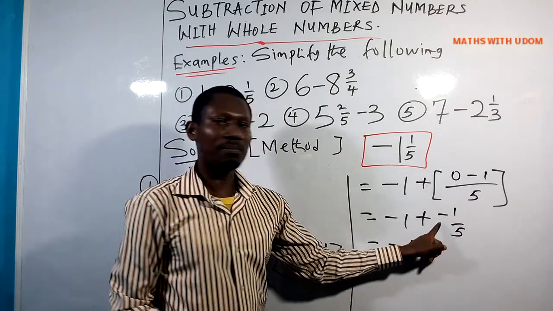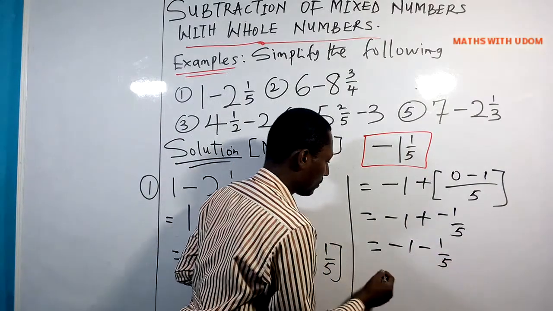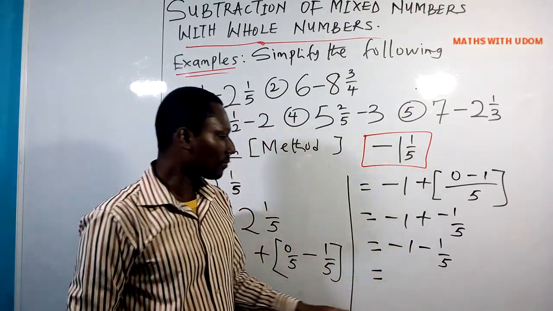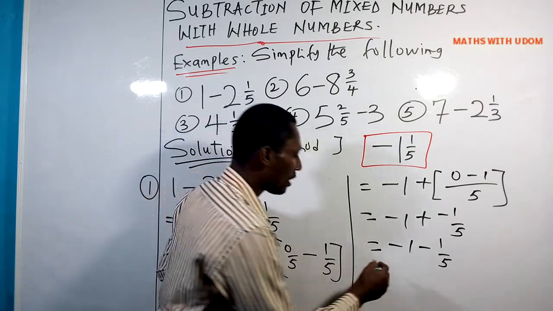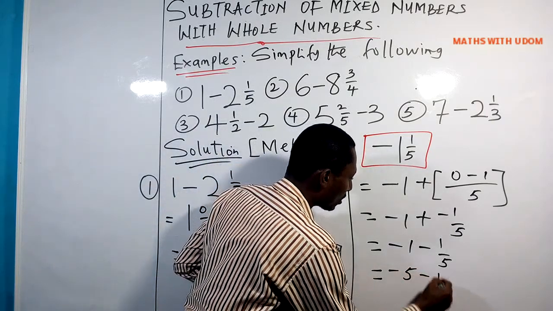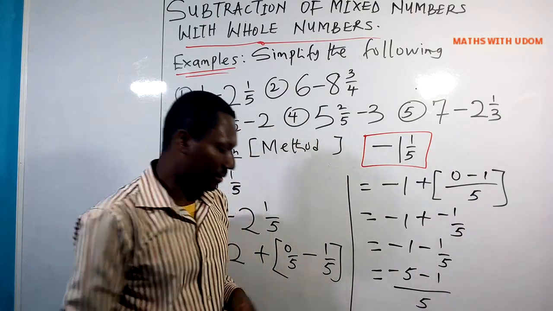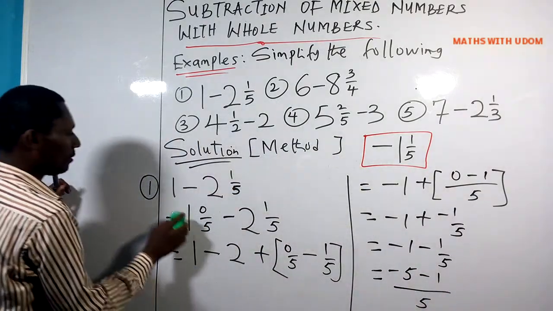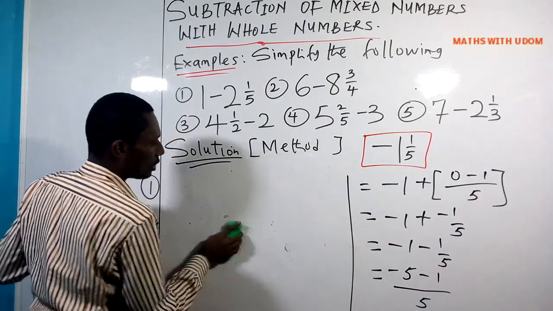What is plus times minus? Plus times minus is what? Minus. Then 1 over what? 5. So from here we now have what? We have the 5 here, multiply minus 1. We have minus 5. So we have minus 5 minus 1 over 5. Okay, so from there we now finish it up. Let's finish it up from here.